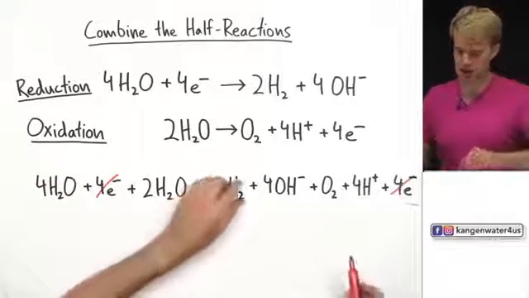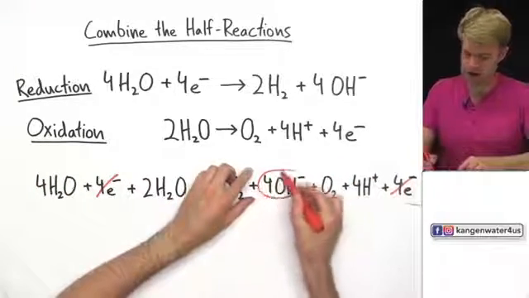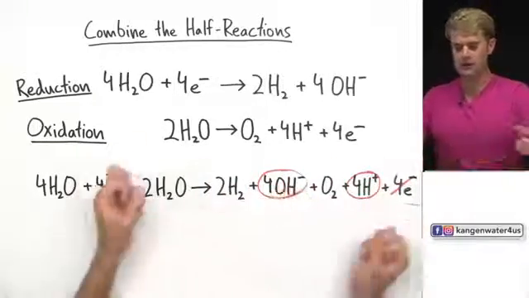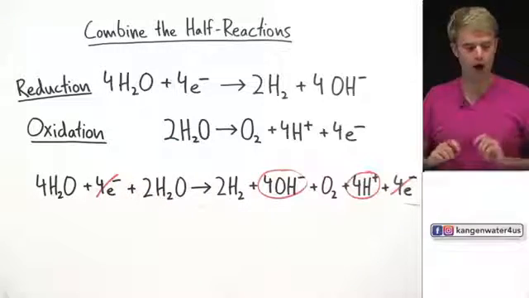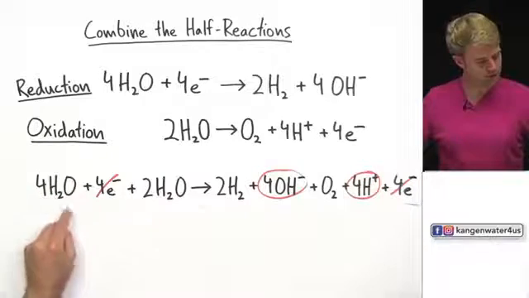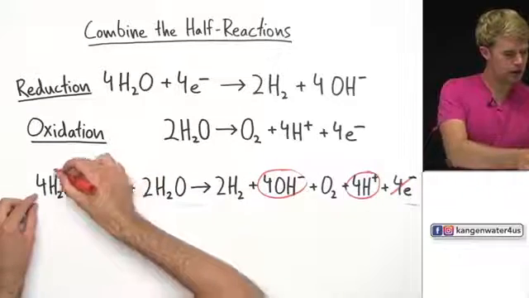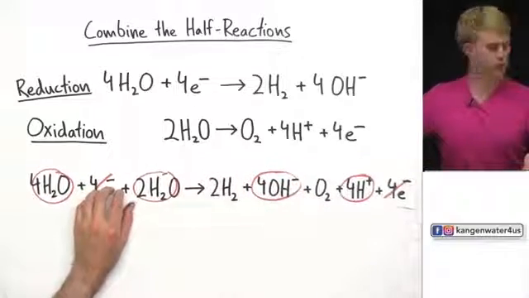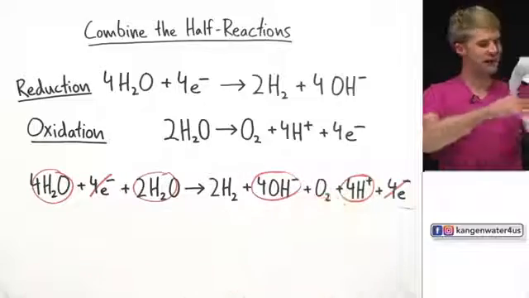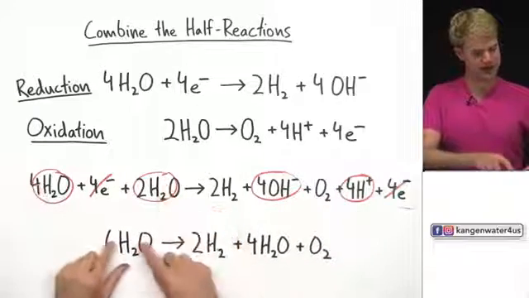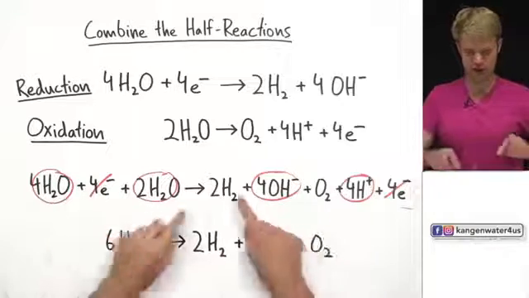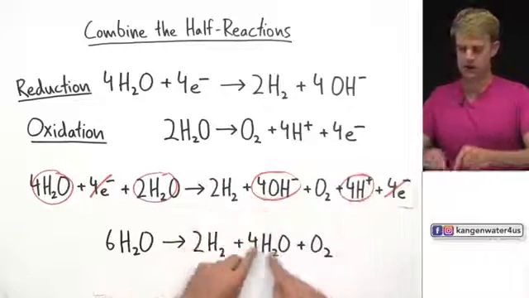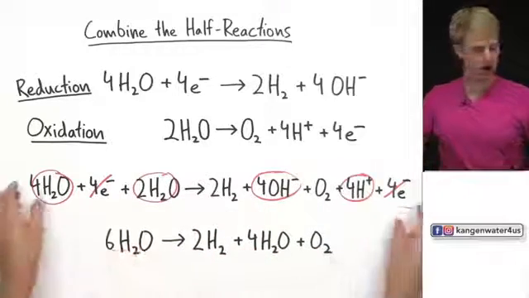But that's not all we can do. Look at this. We have 4OH- here and we have 4H+. OH- and H+ combine to make water. Now also, look at this. We have 4H2O here and 2H2O here. So we can combine these to get 6H2O. All right? So here's how we can rewrite it. We pull these together and get 6H2O. We get rid of the electrons there, and then we have 2H2. We combine 4OH- and 4H+ to get 4H2O, and then we have our oxygen.